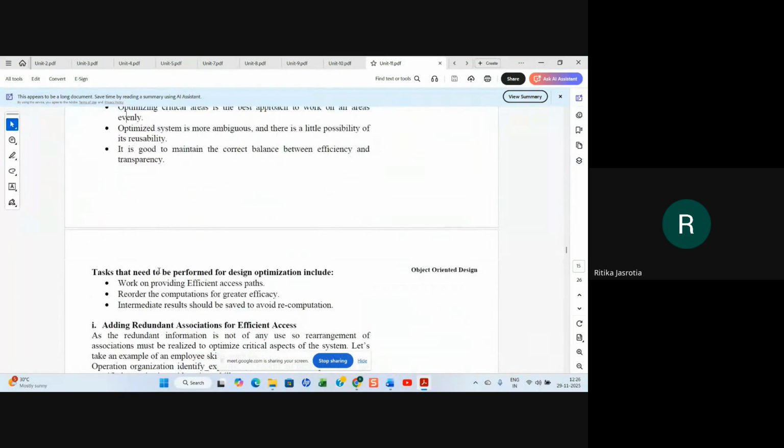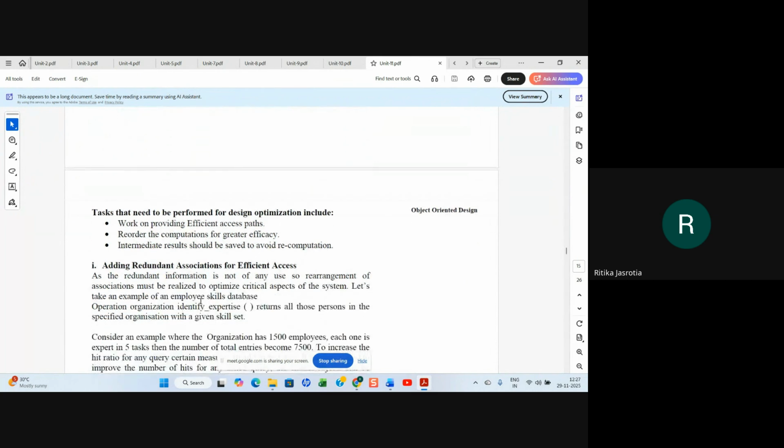Right. So tasks that need to be performed for design optimization include: work on providing efficient access paths, reorder the computation for greater efficiency, and intermediate results should be saved to avoid recomputation. Providing efficient access paths means you can access the paths in different ways. Reorder the computation for greater efficiency means computation should be efficient, it will not take more time or effort. And intermediate results should be saved so that later on you should not require recomputation.